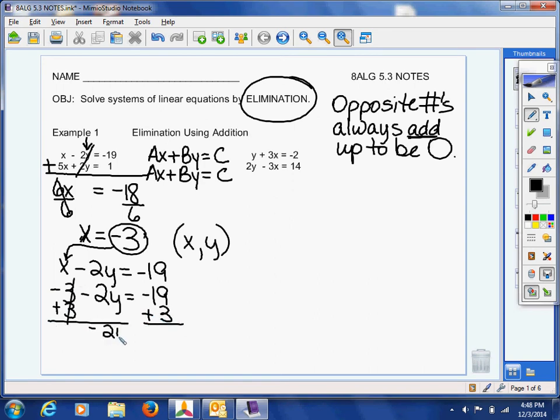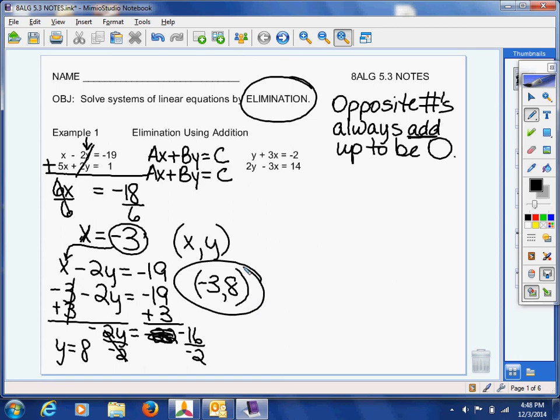All right, so now I have negative 2y is equal to negative 22. Oh, excuse me, I added wrong. Negative 19 plus 3 is negative 16. And then divide each side by negative 2, and y is positive 8. And so my point of intersection is, remember, x is negative 3 and y is positive 8. This is the point of intersection. If I were to graph these two lines, they would crisscross at negative 3, 8.